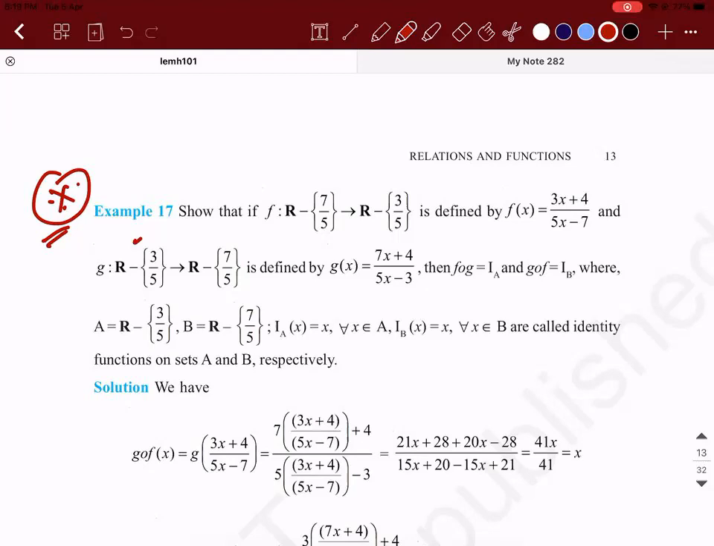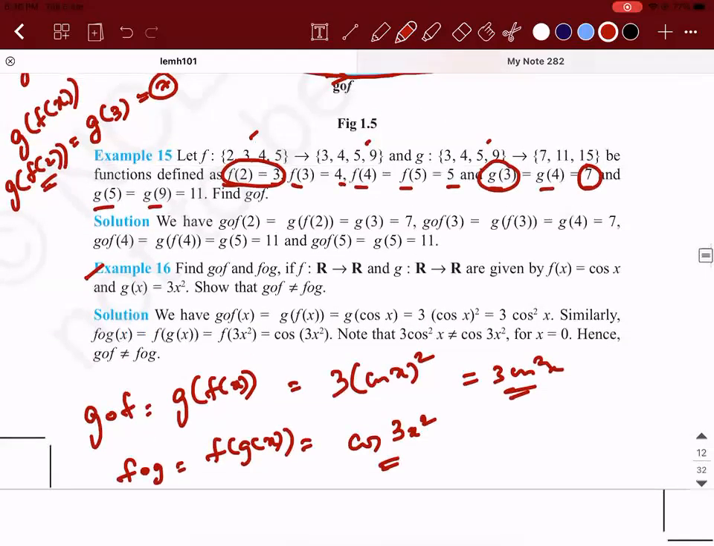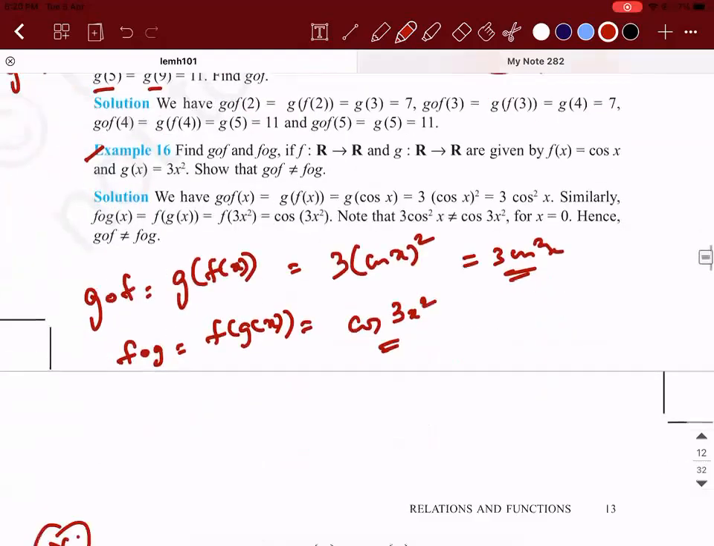So here one beautiful thing is happening. Observe in other problems what has happened, especially the 15th problem. The codomain of f is the domain of g. But if you observe the domain of f and the codomain of g, are they both the same? Domain of f is 2, 3, 4, 5 and the codomain of g is 7, 11, 15. They both are not same. But look at this problem.